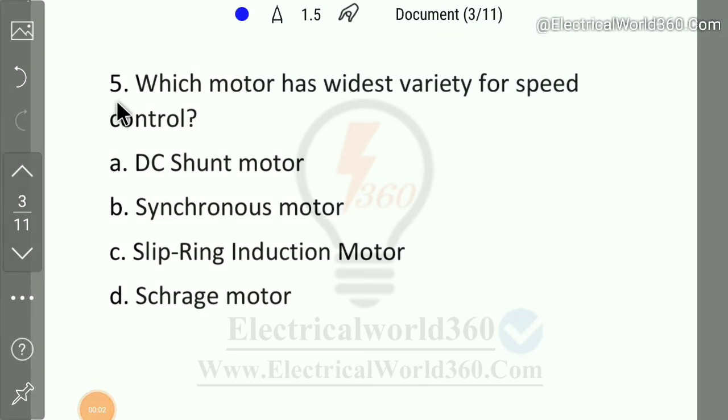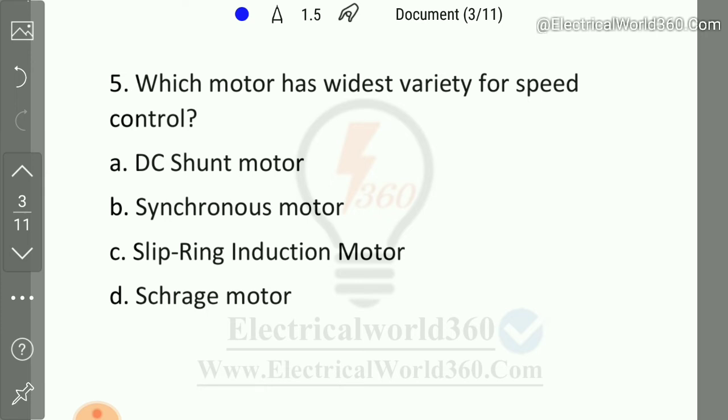So you can see the question number 5. Which motor has the widest variety for speed control? As we know, DC shunt motor has the best speed regulation. For variation in load, the speed change is minimum. Hence, we can have a wide range of speed in shunt motor applications.